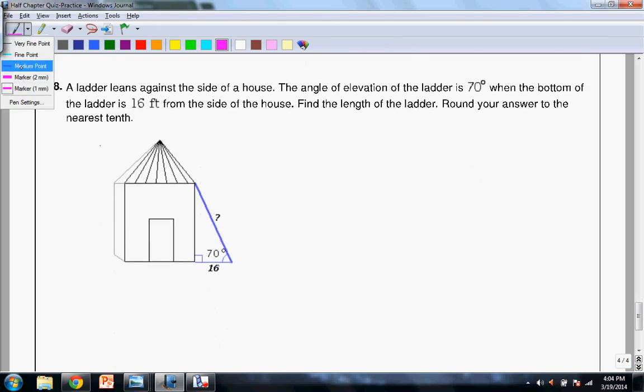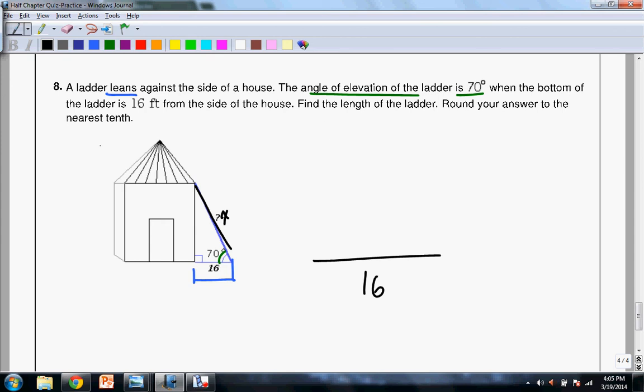Number 8. It says a ladder leans against the side of the house. The angle of elevation is 70 degrees. So there's 70. When the bottom of the ladder is 16, so this is 16, find the length of the ladder. So let's pull this out. This is 16. We have a right angle. This is 70 degrees. And this is what we want right here, which is our x.